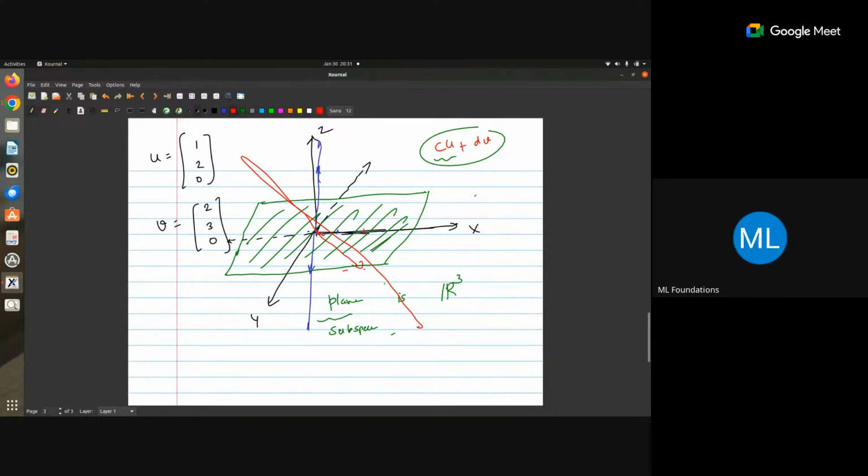Now this is a plane, and this plane is in R3. I cannot say the dimensions of these two, but this plane is in R3. So generally speaking, this is a subspace in R3.